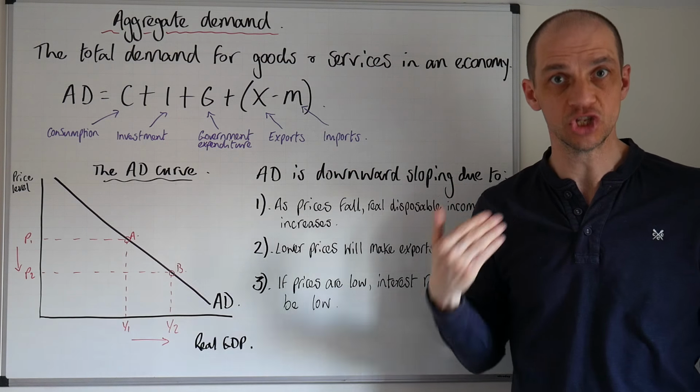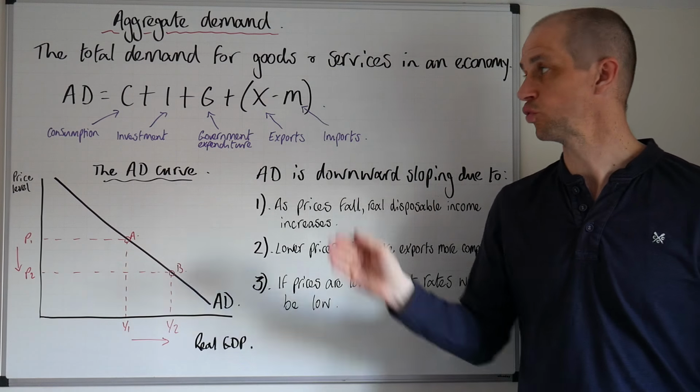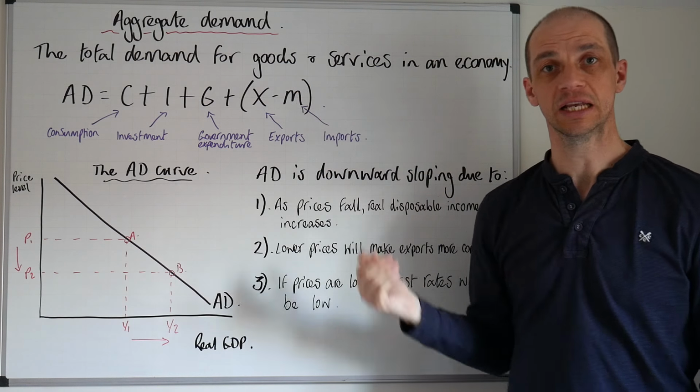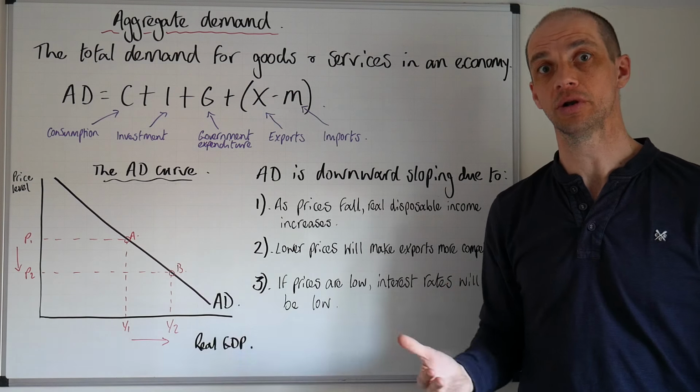Exports, we've seen, are an injection into the circular flow of income. Imports are a withdrawal. So the trade balance is actually reflected within our aggregate demand here.